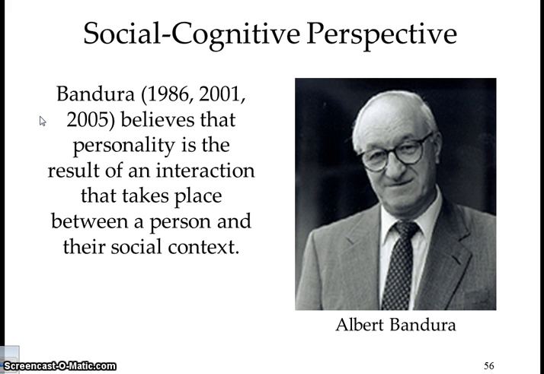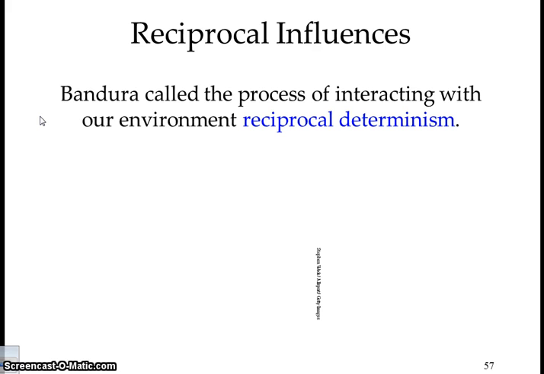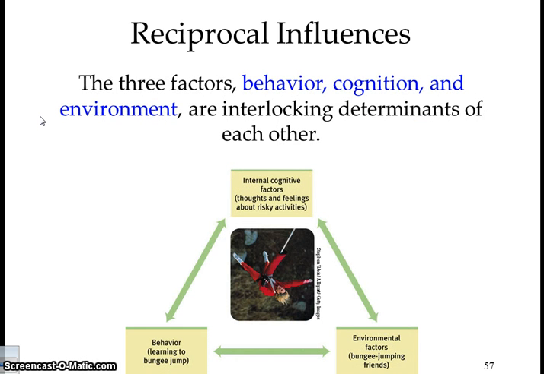Now we're going to move into the next one, the social cognitive perspective. The social cognitive perspective is Bandura. You guys remember him from learning, and Bandura is the guy who did the Bobo doll experiment. He believes that personality is a result of the interaction between the person and your society, your social context. What he's talking about here is reciprocal determinism. So your environment and your personality intersect. So three factors: behavior, cognition, and environment. And they all work together to form you.